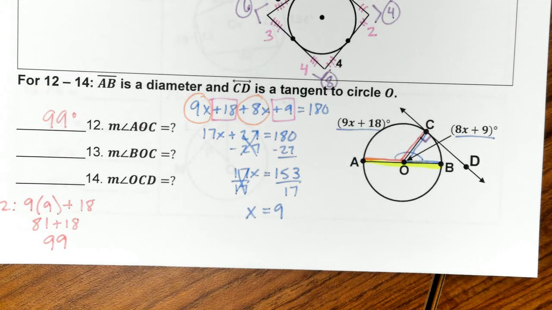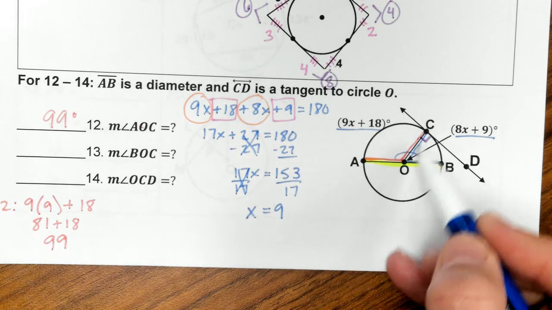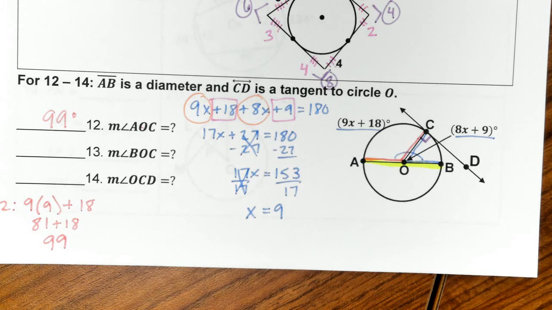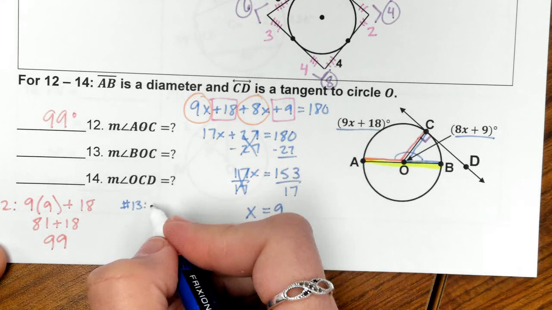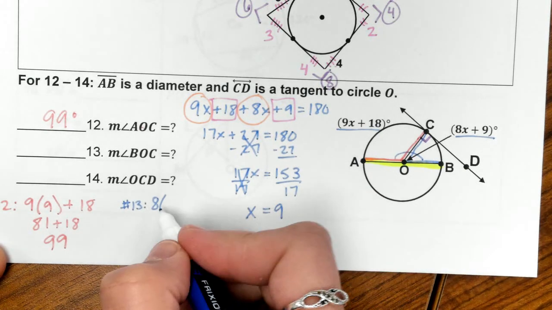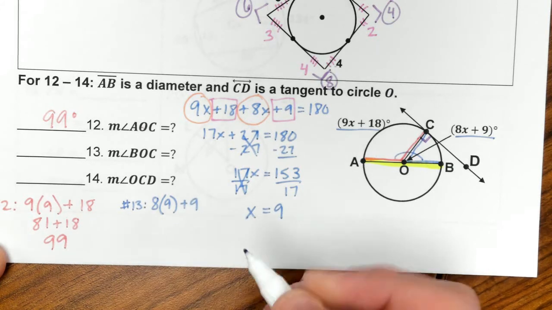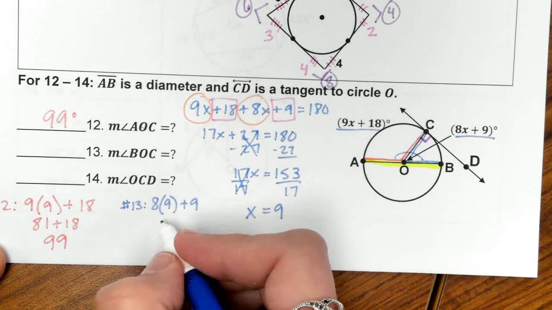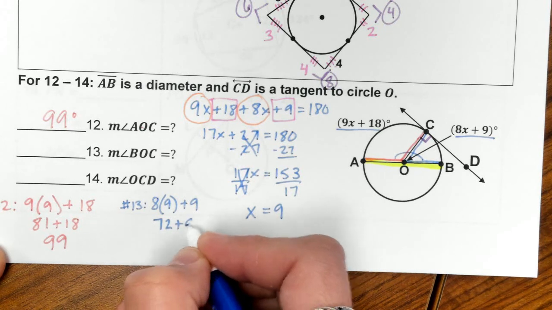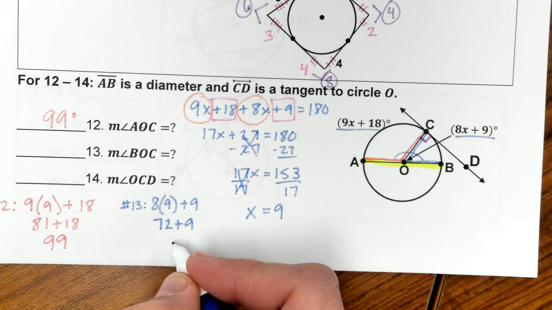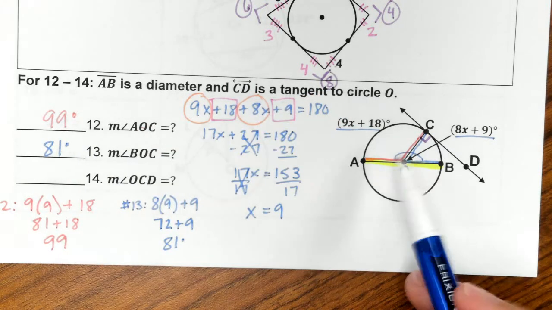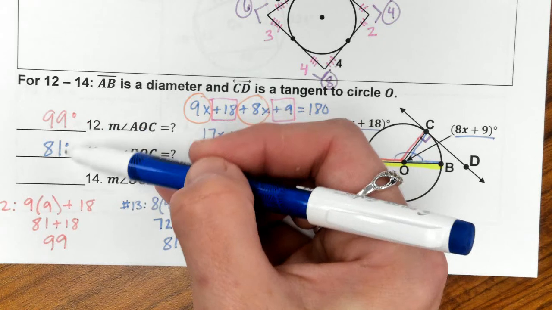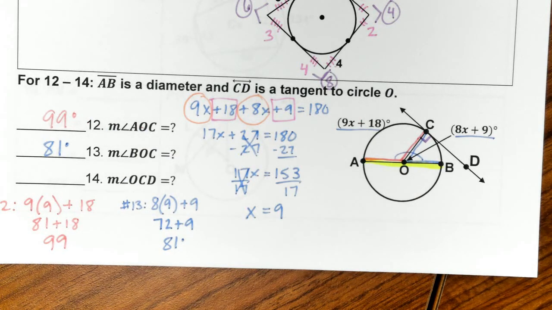When we take a look at the measurement of angle BOC, so we're looking at BOC, I call it COB, doesn't matter as long as O is in the center. Okay, so number 13, we're going to take 8x plus 9, so we take 8, remove x, put in that 9 that x was, plus 9. We're going to wind up with 9 times 8 is 72 plus 9, giving us a total of 81 degrees. And if you look at it, 12 and 13 should add to 180. Well, 99 plus 81 is going to give you 180 degrees.